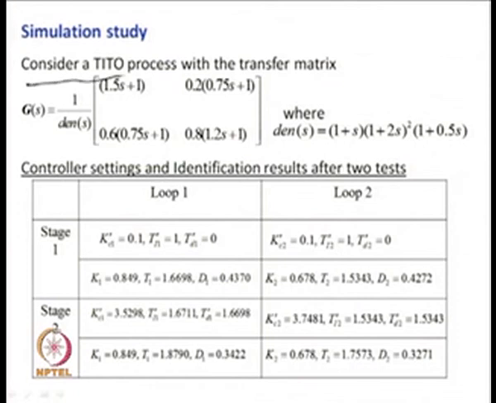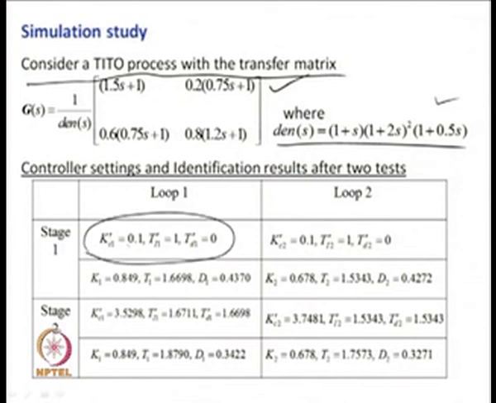Consider a TITO process with a transfer matrix of this form, where the denominator den(s) is given by (1 plus s) times (1 plus 2 s square) times (1 plus 0.5 s). Initially the PID controller values are chosen as Kc1' is equal to 0.1, TI1' is equal to 1, Td1' is equal to 0, and for loop 2 the PID controller has Kc2' is equal to 0.1, TI2' is equal to 1, and Td2' is equal to 0.